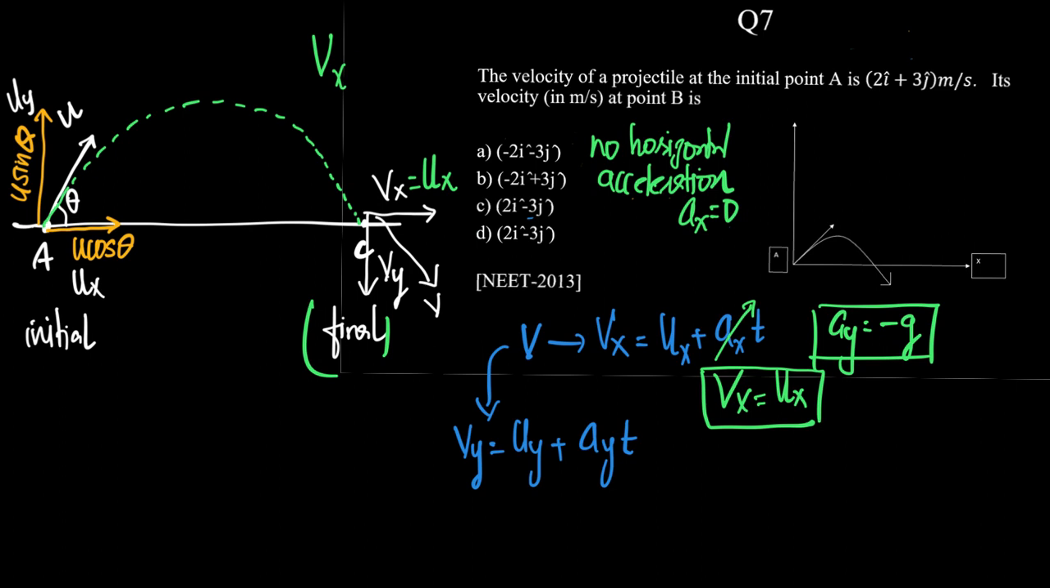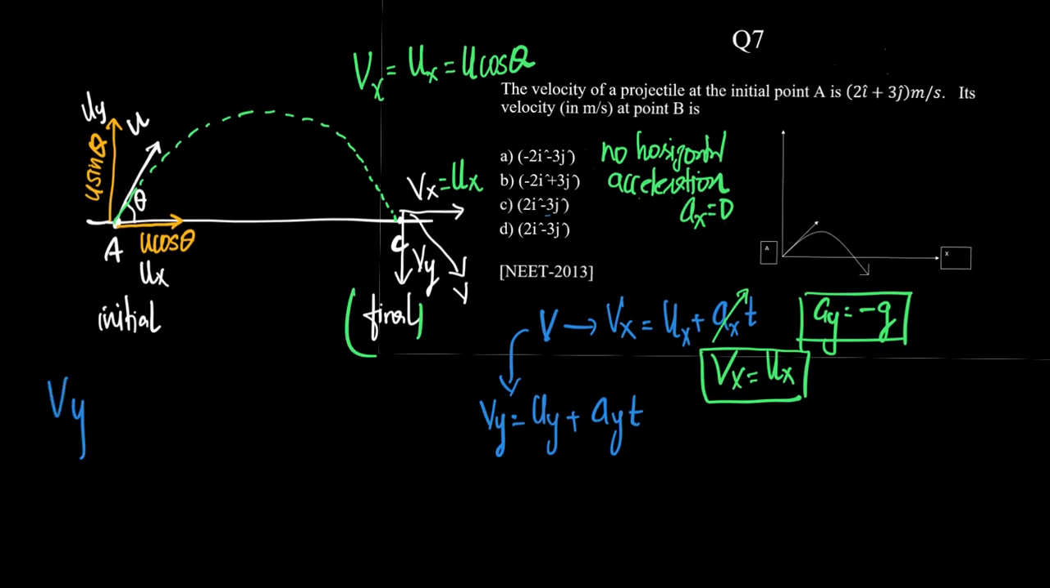Therefore, we can say that vx, that is the x component of final velocity, is equal to ux, which is the x component of initial velocity, which is equal to u cos theta. Right? Now let us find out the case with vy. When we go for vy, we can write that vy is equal to uy plus, instead of ay, we can write it as minus g into t.